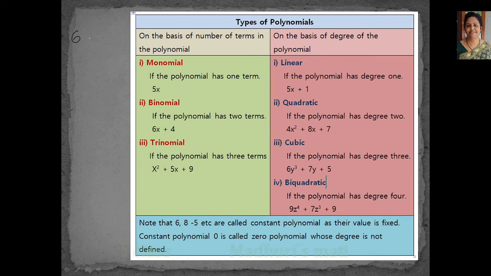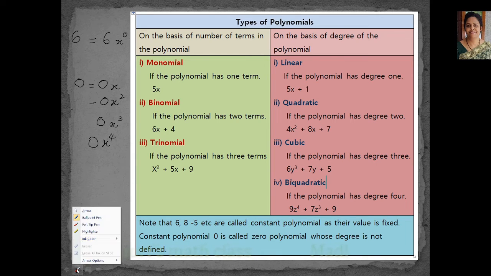6 we can write as 6x raised to 0. So here the constant polynomial has degree 0. The constant non-zero polynomial has degree 0. What about the constant polynomial 0? 0 can be written as 0x, 0x squared, 0x cubed, 0x raised to 4. All are 0. 0 into any number is equal to 0.